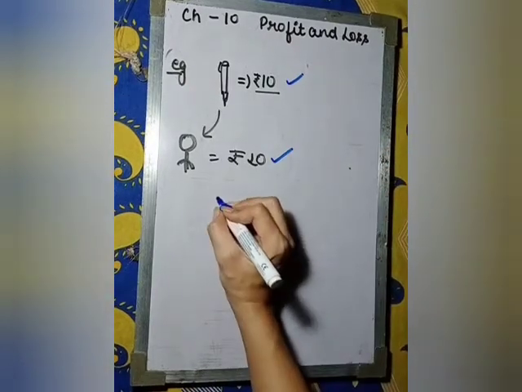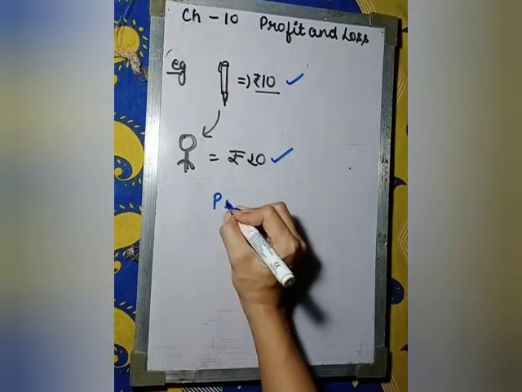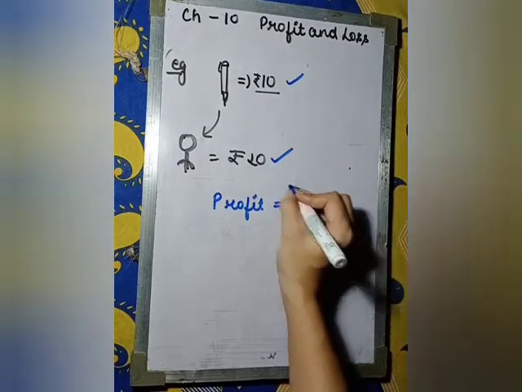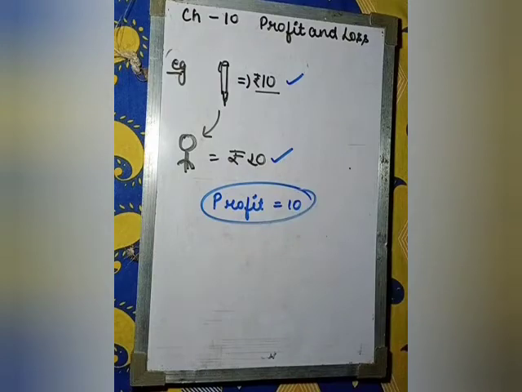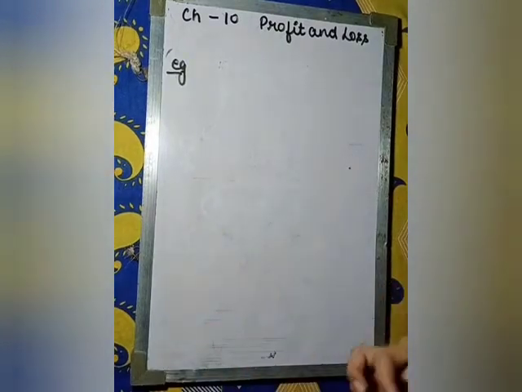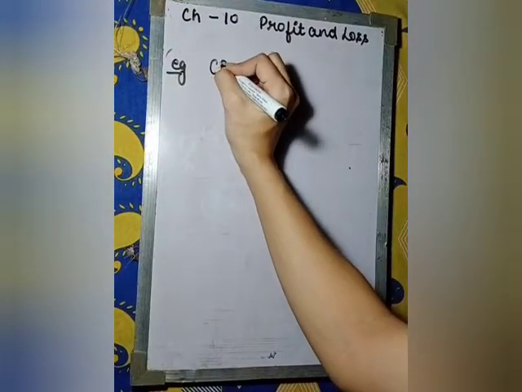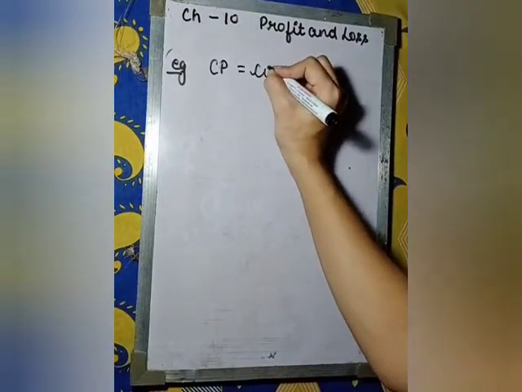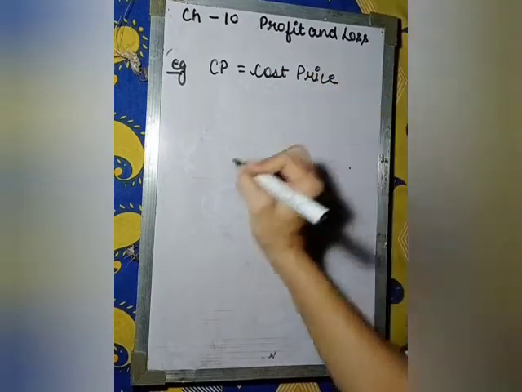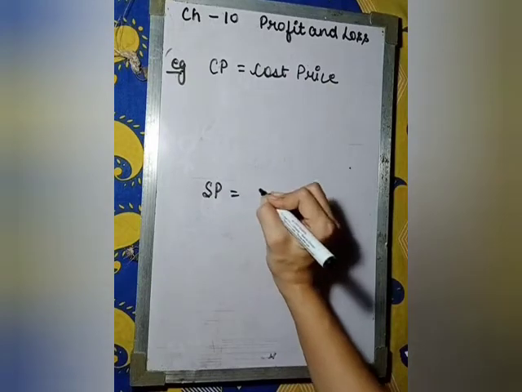How many rupees do you get? So here you have the profit of 10 rupees. आपके पास 10 rupees extra आ गए. This is the profit. Now, here in profit and loss, we have to understand two terms. CP, that means cost price, and SP, that means selling price.